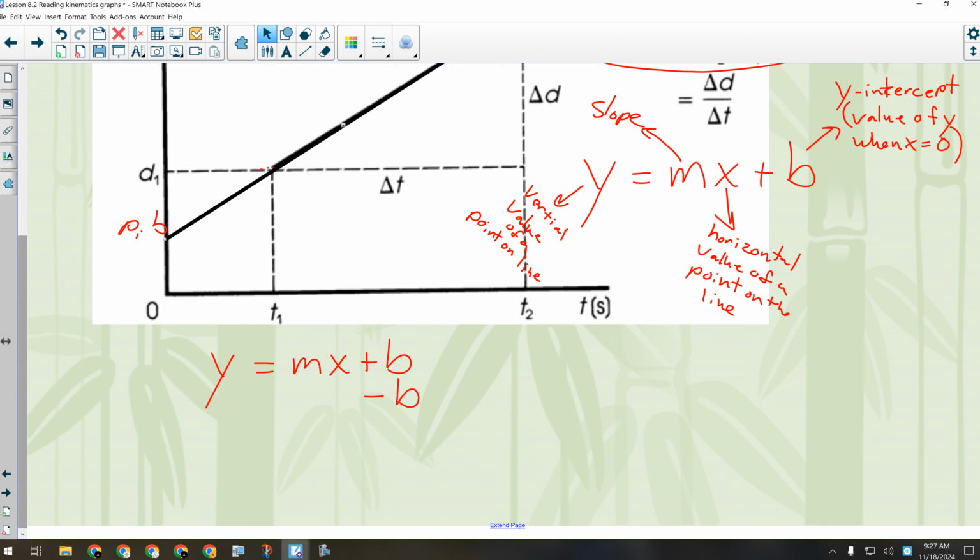So, subtract b from both sides. b is gone from that side: y minus b equals m times x. I want to get m by itself. What do I do with x? Divide both sides by x.